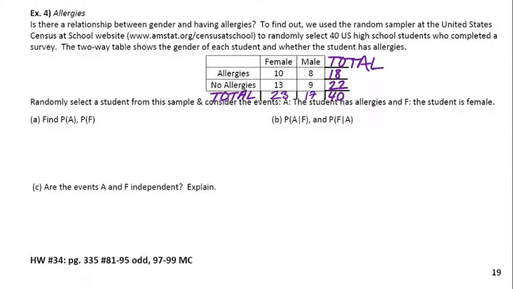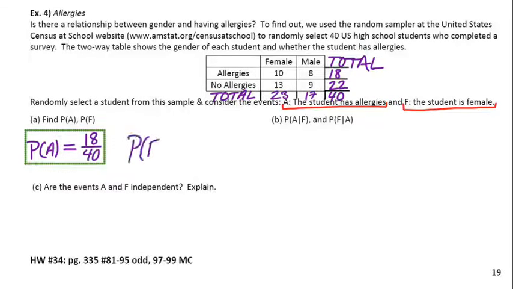Okay, so A represents the student had allergies, F represents the student is female. So part A says find the probability of A, which would be probability a student has allergies. So it looks like 10, 8, totals 18 out of the 40 kids had allergies. So that's just a basic probability. Probability you select a kid out of here that has allergies would be 18 out of 40. Probability the student's a female, so go to the female column. Total number of females in the sample was 23, so 23 out of 40.